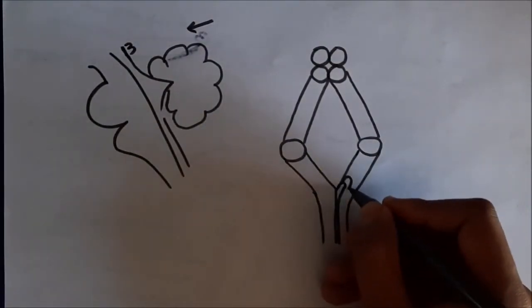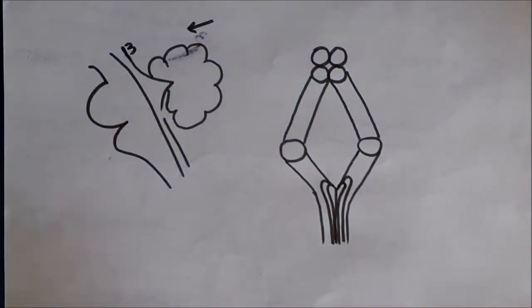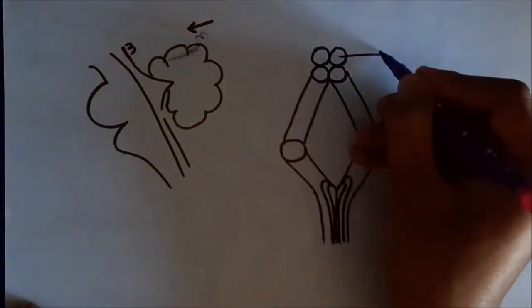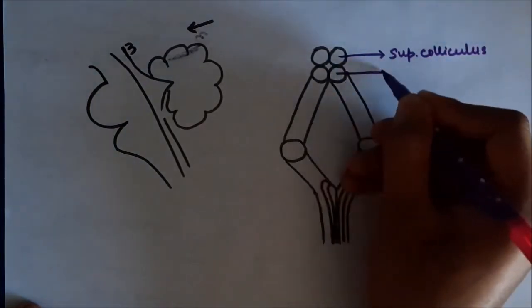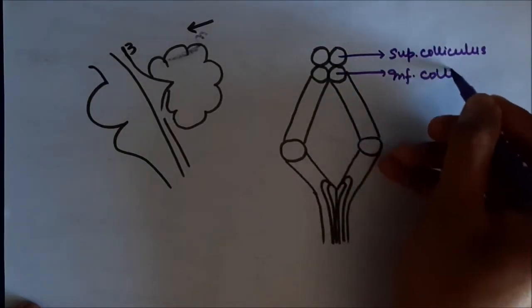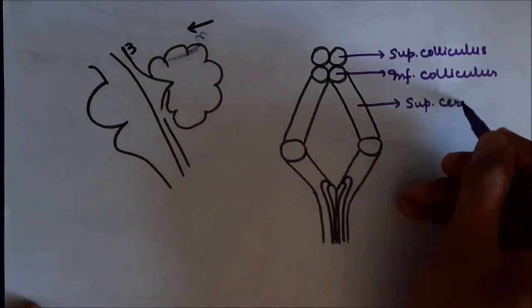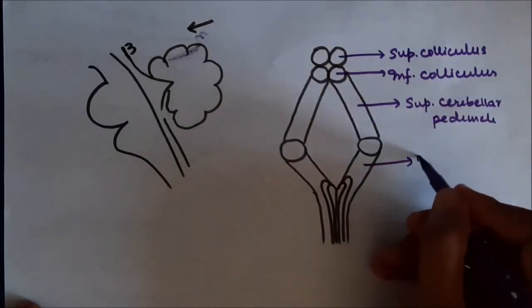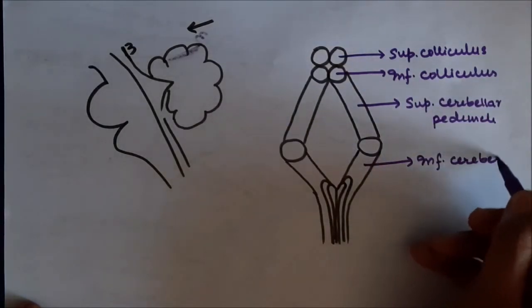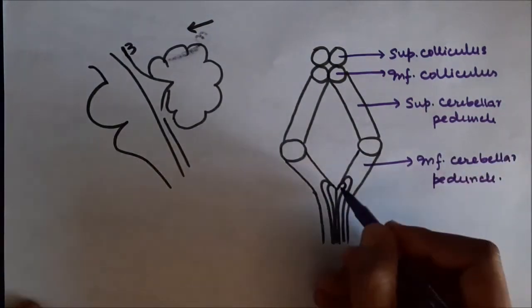And at the inferior angle there are two tubercles present. These are known as the gracile tubercle and cuneate tubercle. Now let's label these parts. So this is superior colliculus of the midbrain. Below it is inferior colliculus of the midbrain. In this left diagram, we are able to see only superior and inferior colliculi of one side. Okay. Now this is superior cerebellar peduncle, and below it is inferior cerebellar peduncle. Superior and inferior cerebellar peduncles.